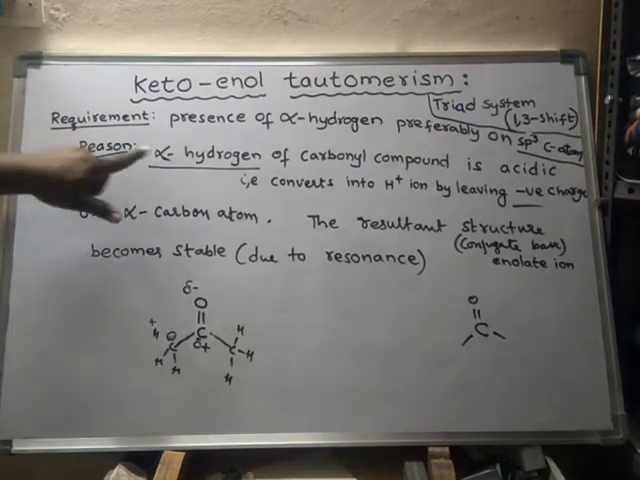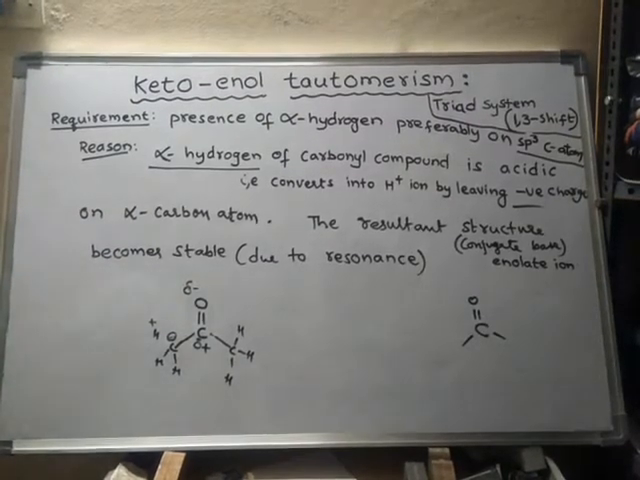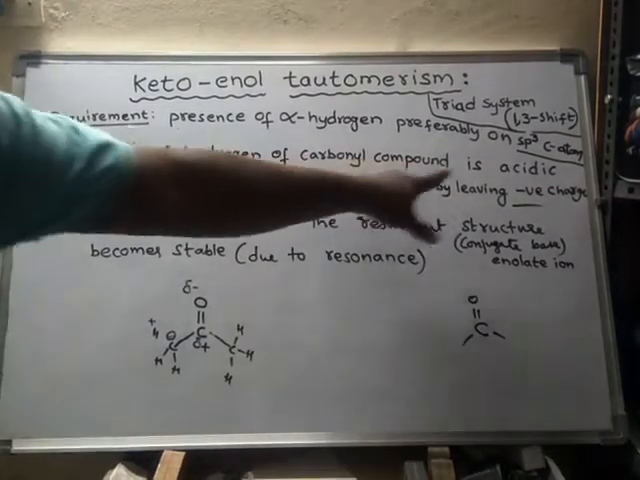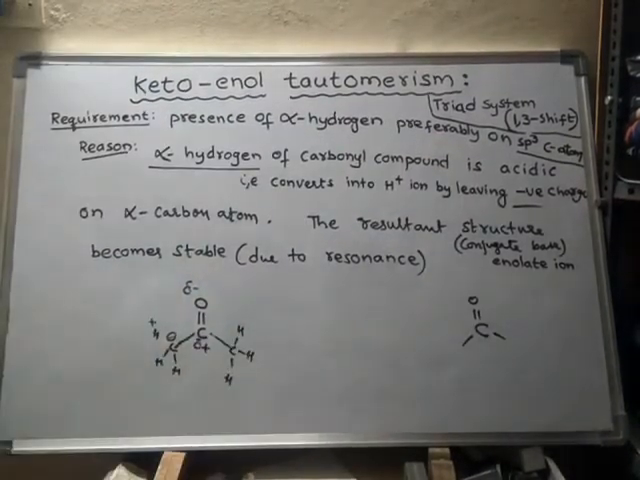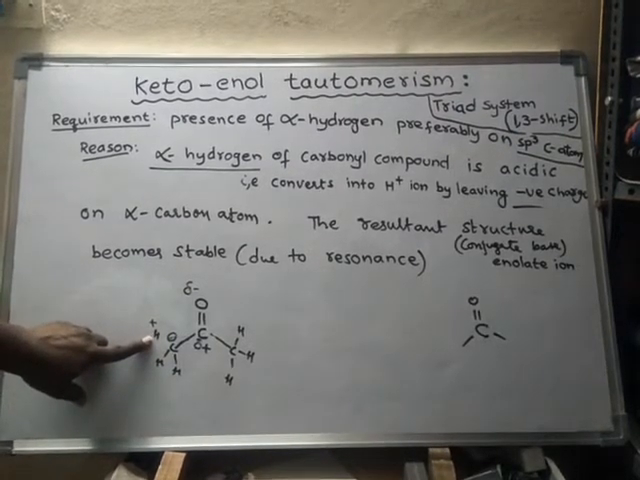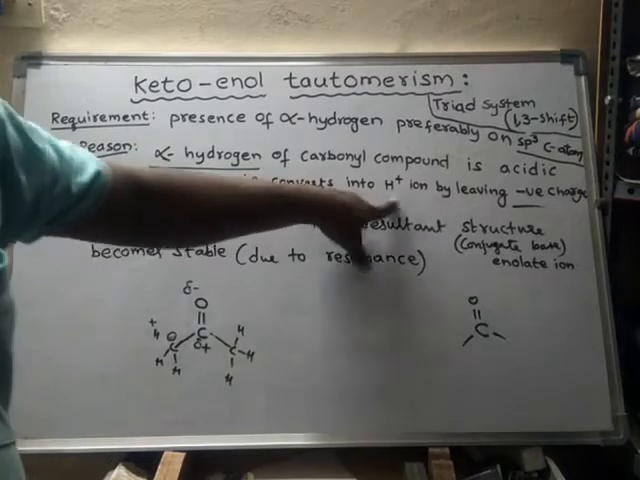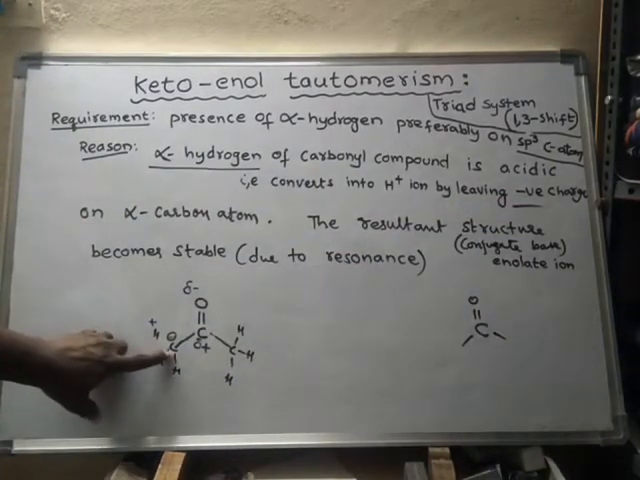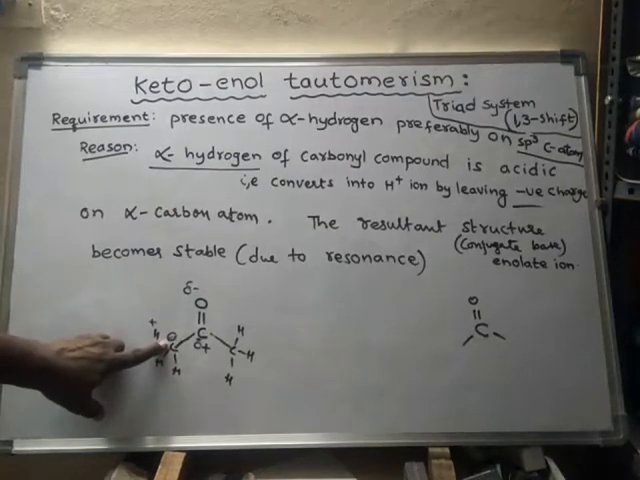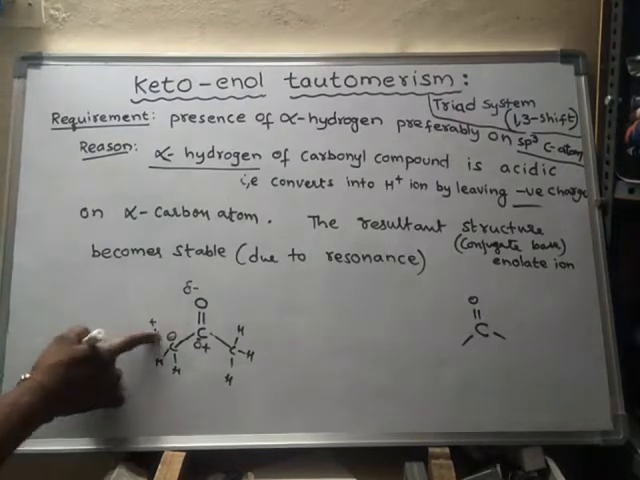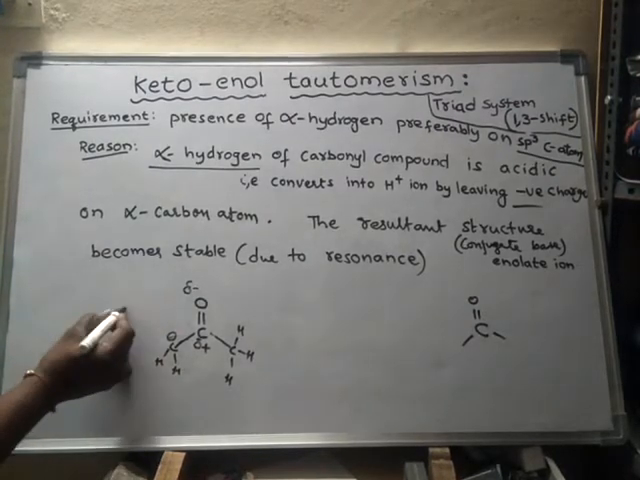The reason the presence of alpha hydrogen is necessary is that the alpha hydrogen of a carbonyl compound is acidic. Why is it acidic? Because it can form an H plus ion. It converts into an H plus ion by leaving a negative charge on the alpha carbon. So this is the alpha carbon, and the negative charge is left on the alpha carbon after this hydrogen is lost.